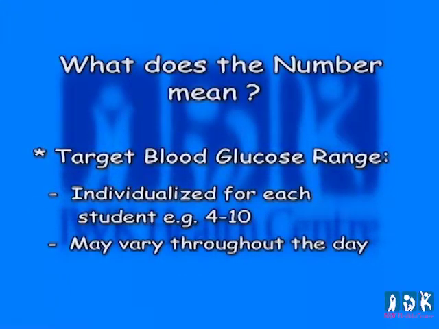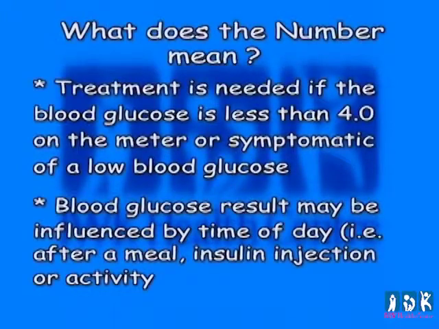What does the number mean? There are target blood glucose ranges for each age group. Students starting school and under age 13, the usual target is 4 to 10 before a meal, but this may vary throughout the day, and as we have already stated, some students have individualized targets due to unforeseen circumstances. Treatment is needed if the blood glucose is less than 4.0 on the meter, or if the child is having symptoms of a low blood glucose.